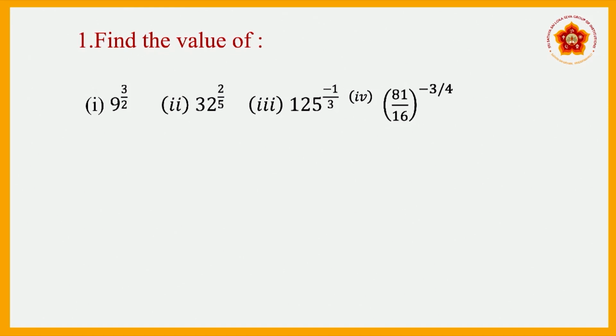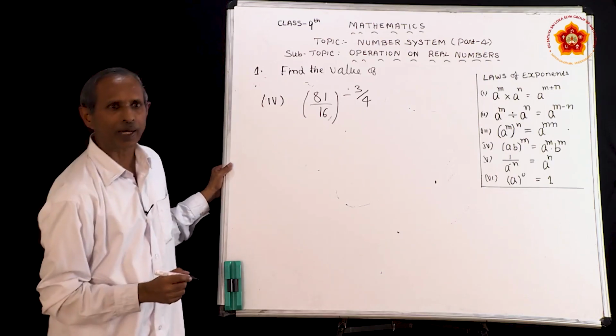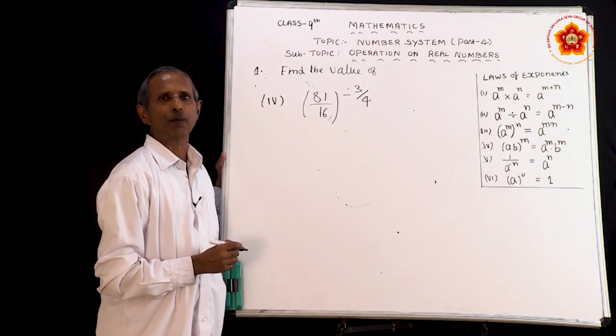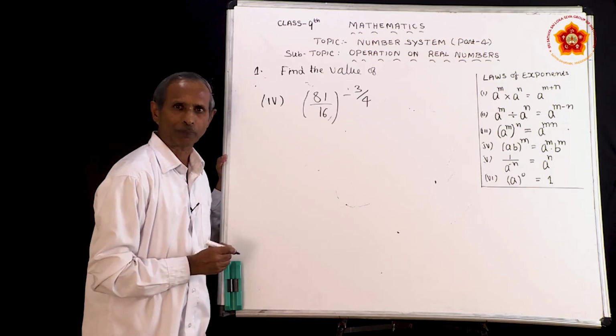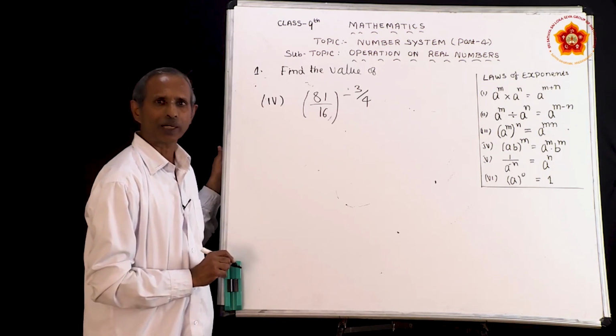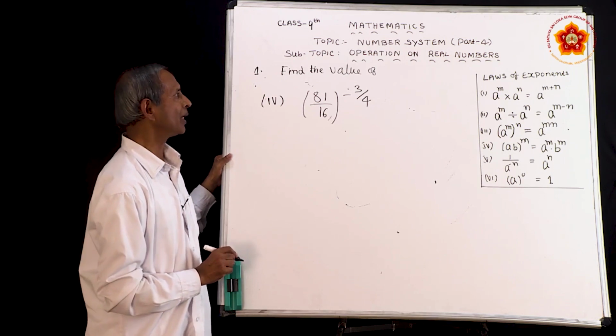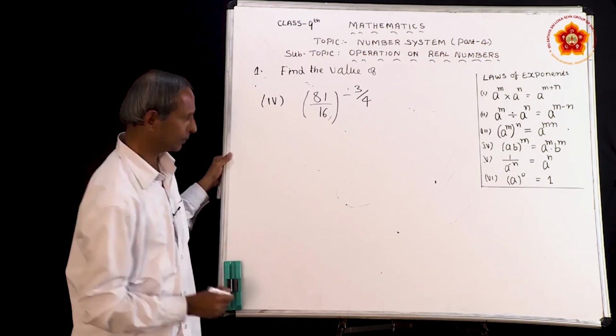Let us move to the next problem. Problem number 4. 81 upon 16, whole raised to the power of minus 3 by 4. As I told earlier, if there is any composite number, you have to find the prime factors of that number. Now let us find out the prime factors of 81 and 16 first.